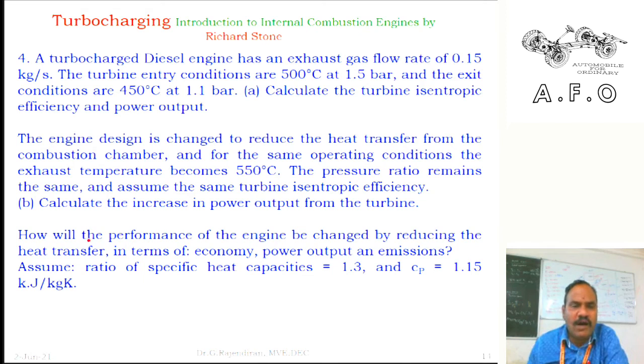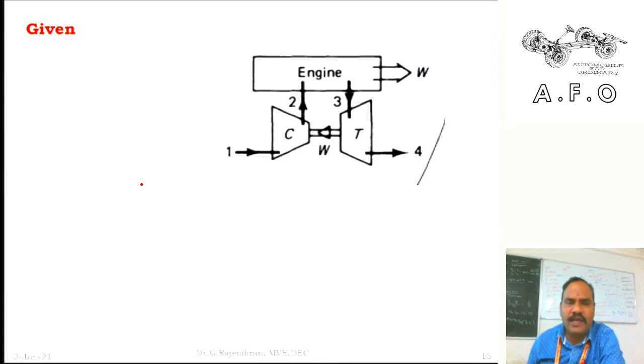The third one: how will the performance of the engine change by reducing the heat transfer in terms of economy, power output and emission? Assume the specific heat ratio is 1.3 and Cp is equal to 1.15 kilojoule per kg Kelvin. So here first we have to draw a layout.